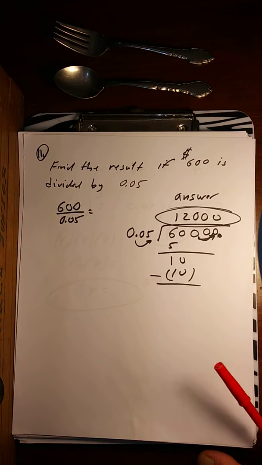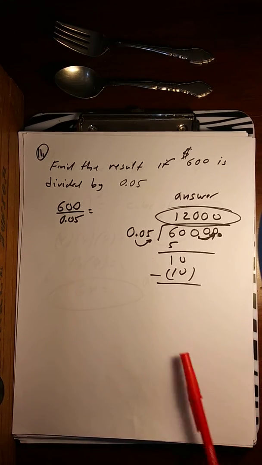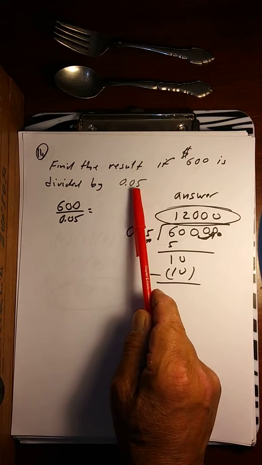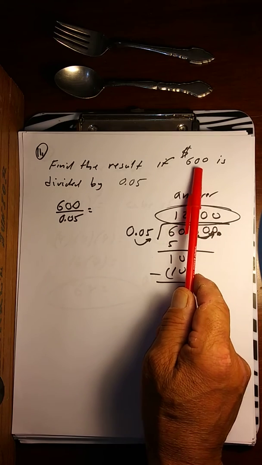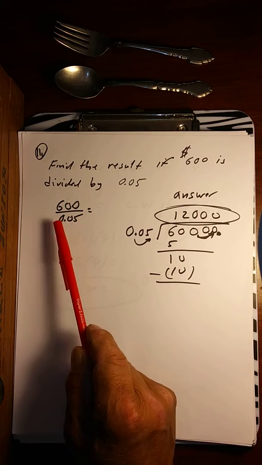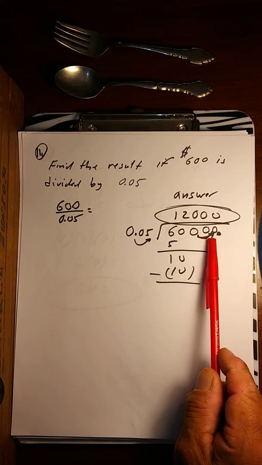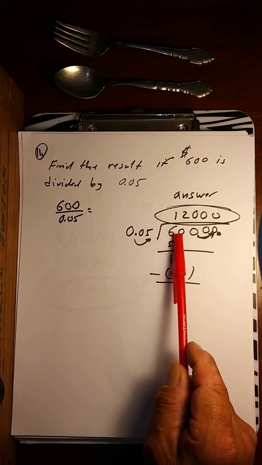If $600 is divided by 5 cents, and I was thinking like this, 5 cents, how many nickels are in $600? So 600 divided by 0.05. Move the decimal over 2 places. Move the decimal over 2 places. So then 5 goes into this.